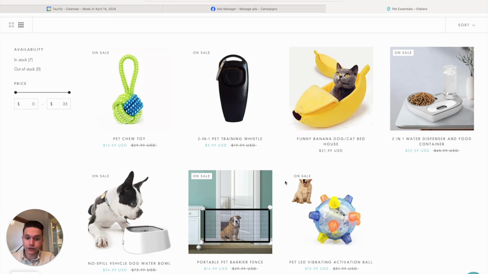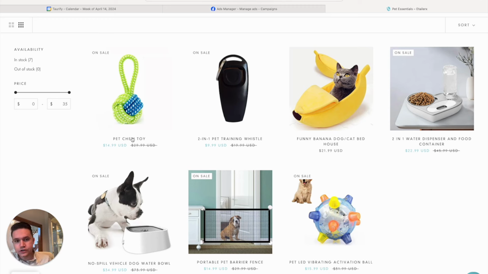The first thing I did is definitely stay away from all of the lower ticket products, for example, this pet chew toy, $14.99. Usually I'd recommend trying to keep it at about $30 or above, bare minimum. If you're selling something for $10, between the price of ad spend and the price of the product, there's just not enough room to make it make a whole lot of sense. Even if you're getting a 2 or 3 times return on ad spend, with the other costs associated with it, it's not really going to make sense.